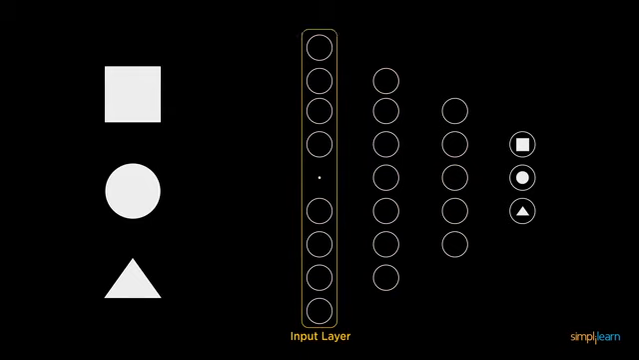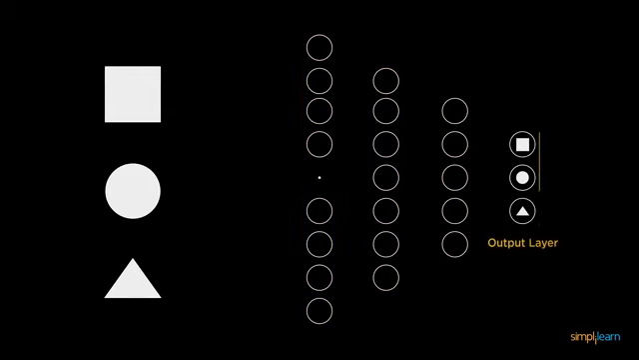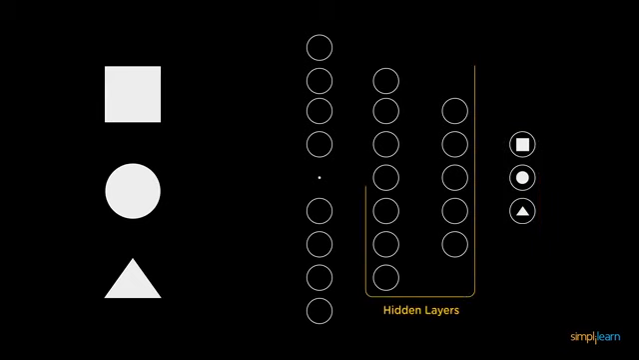Let's construct a neural network that differentiates between a square, circle, and triangle. Neural networks are made up of layers of neurons. These neurons are the core processing units of the network. First, we have the input layer, which receives the input. The output layer predicts our final output. In between exist the hidden layers, which perform most of the computations required by our network.